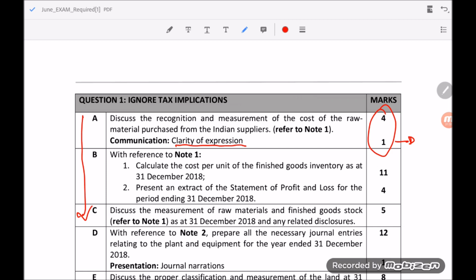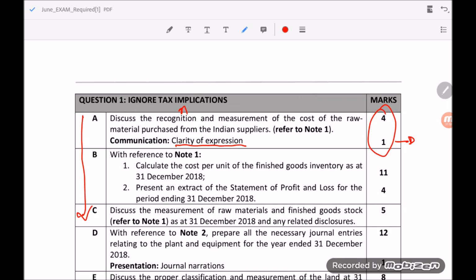And to prove control, you don't talk about risk and rewards anymore, but you talk about: do you have the power to direct the economic benefits related to that? Are you able to restrict other parties from obtaining the economic benefits related to that? So that was the expectation, ladies and gentlemen, with regards to recognition. Obviously not too much information. This is just 4 marks which is required, and maybe 2 marks only for recognition.